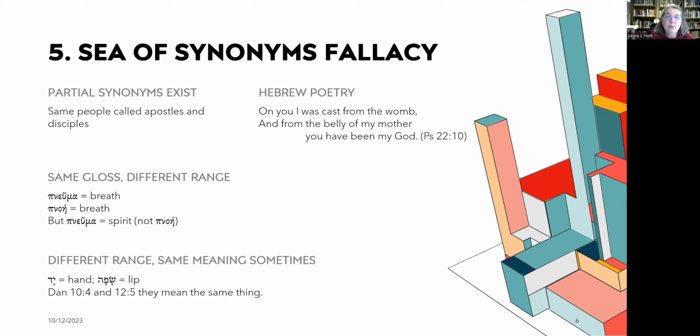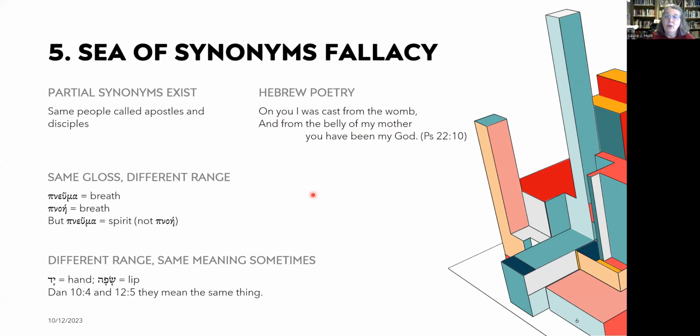Finally, here we have Hebrew poetry. Hebrew poetry has parallelism. So if you're doing Hebrew poetry, be sure and pay attention to the parallelism in your passage. Here's an example from Psalm 22:10. "On you I was cast from the womb, and from the belly of my mother you've been my God." So the word womb and the word belly are two different words in Hebrew, but they are used as synonyms here.